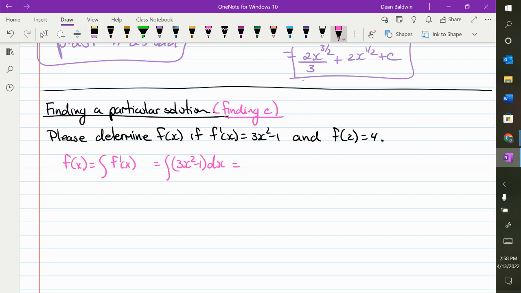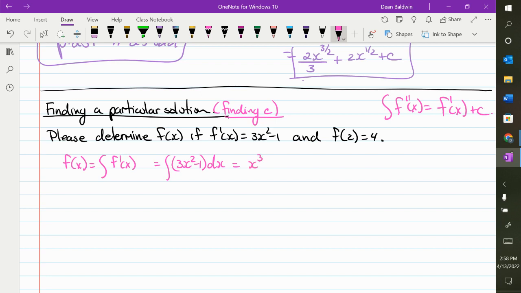Wait, just a moment. So if you took the integral of the double prime, you get the f prime. If you did the integral of f double prime of x, that gives you f prime of x plus c. Actually, we're going to do an example of that near the end. I'm going to show you. Okay, so what's the antiderivative of 3x squared minus 1?